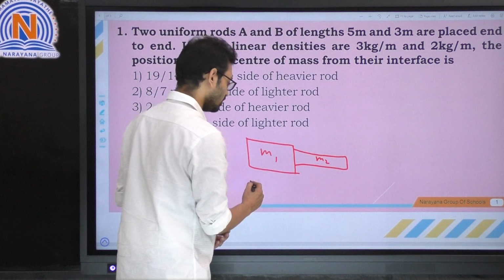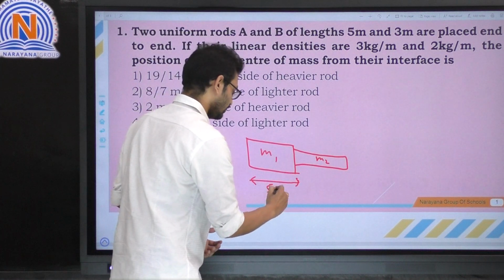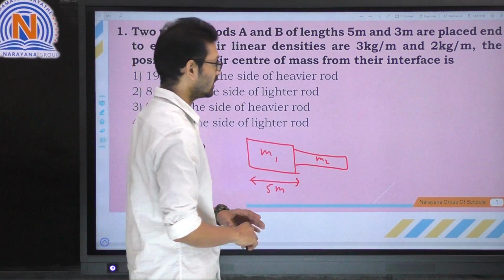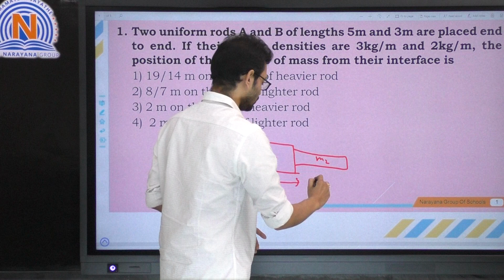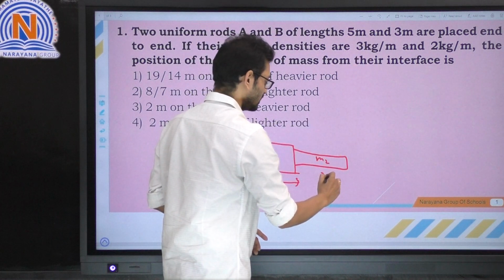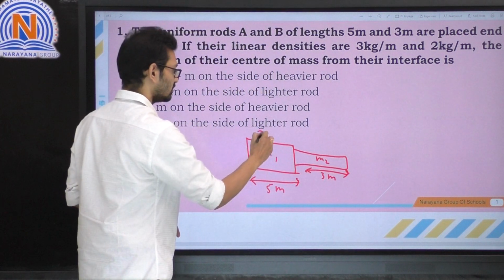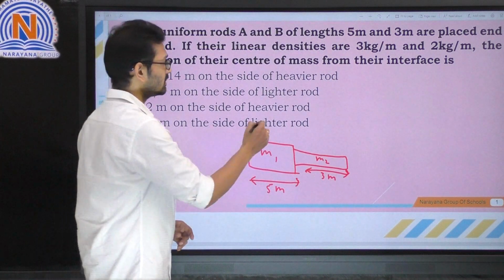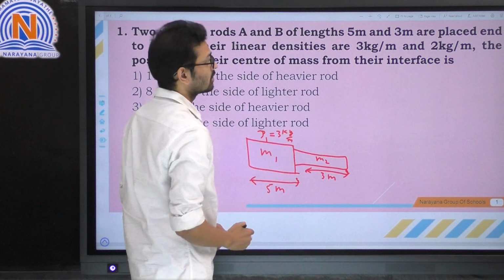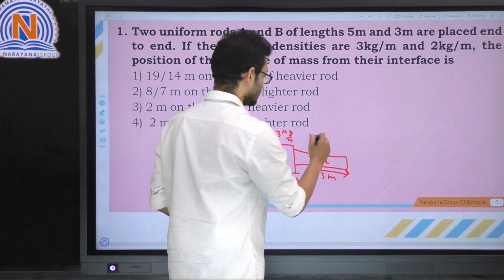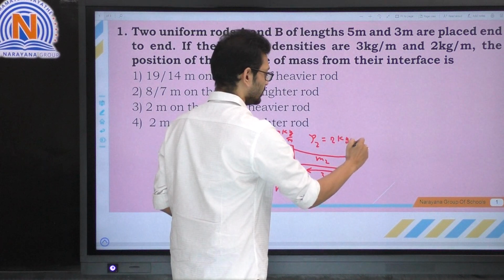Now what is it that they gave us? They gave the length of the first rod, which is 5 meters, and they also gave the length of the second rod, which is 3 meters. We also know the densities. Let us write them down. This one is rho 1, the density of the first rod, given as 3 kg per meter, and this is density 2, which is 2 kg per meter.